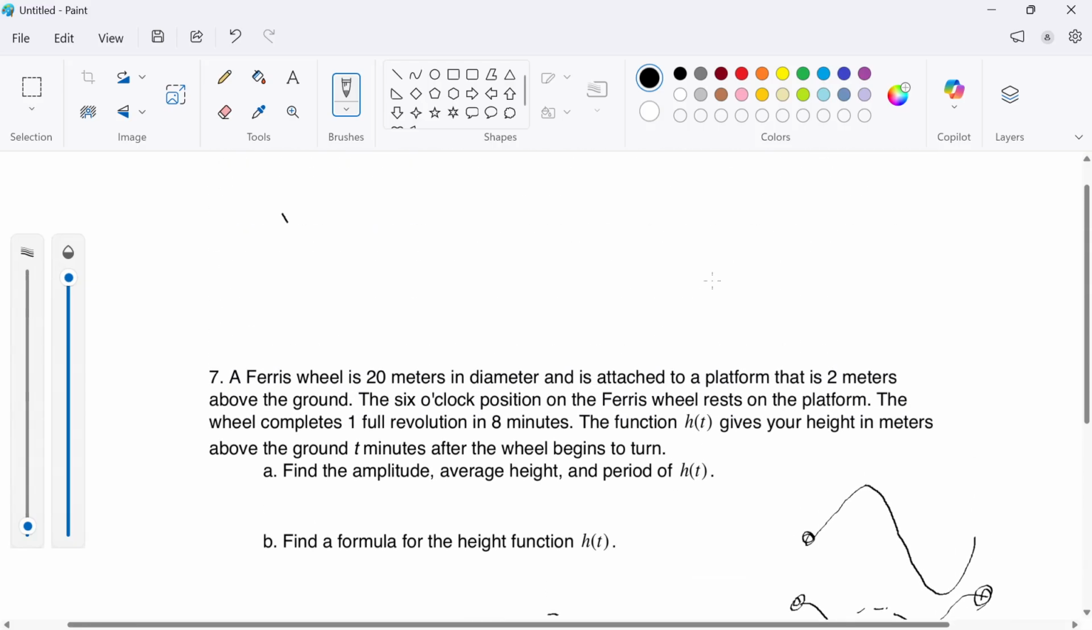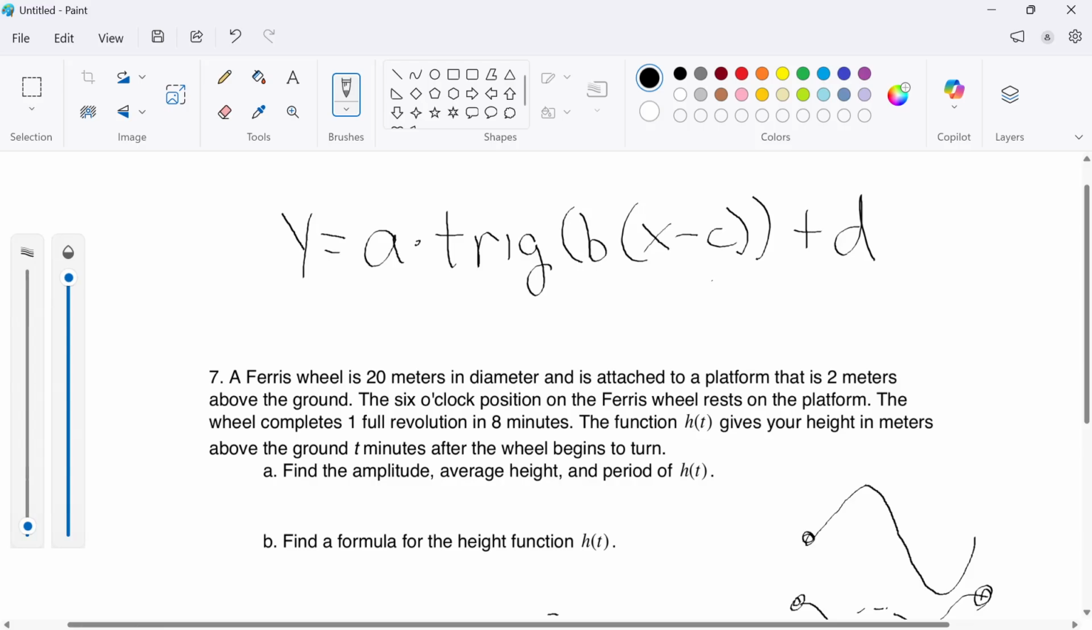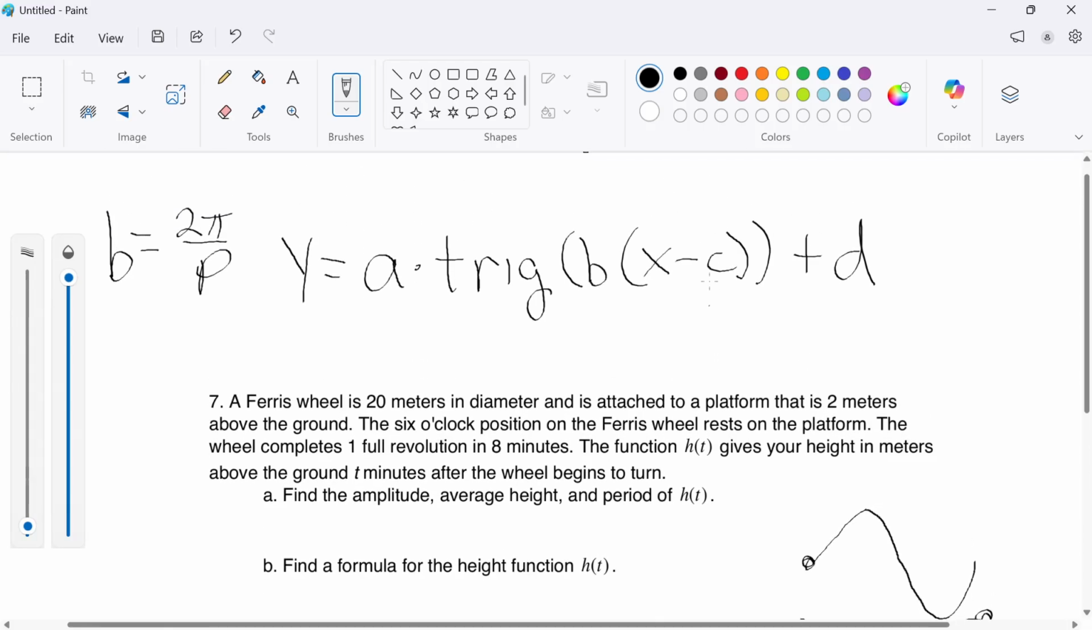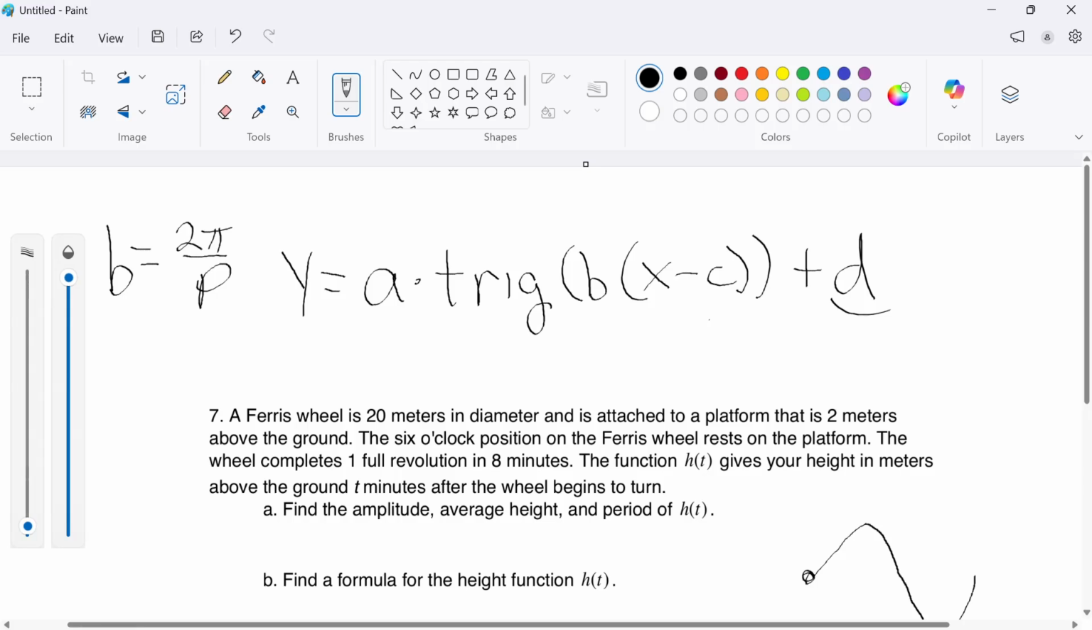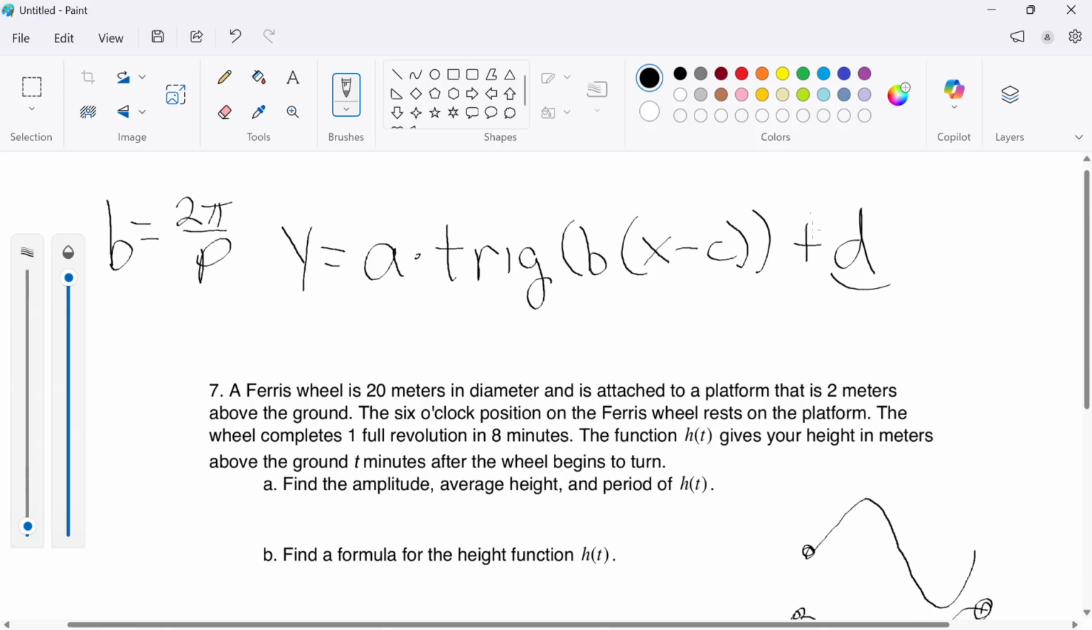And remember, the formula I'm using is y equals a times trig, b times x minus c, plus d. This is the basic formula. D is the shift up or down. C is the shift left or right. B is the change in period, where B equals 2 pi over period, or the period equals 2 pi over B. And A is the amplitude, how far above or below the midline, or the average height, it goes. And usually the midline is 0, so D is the shift up or down from that.